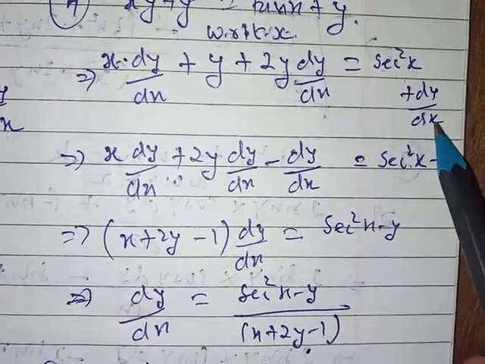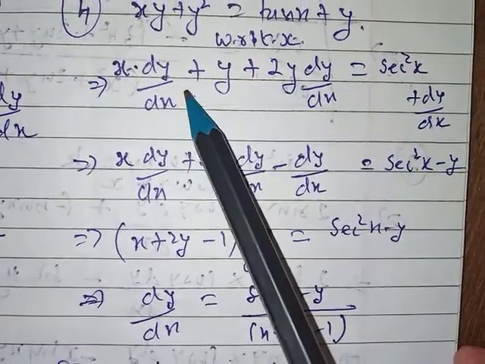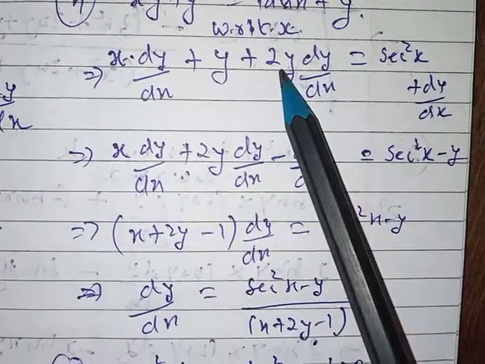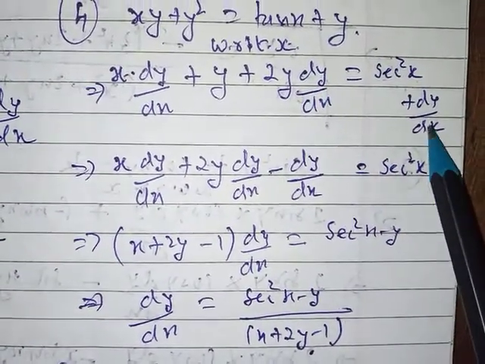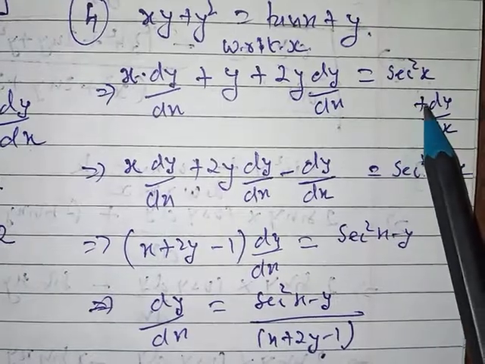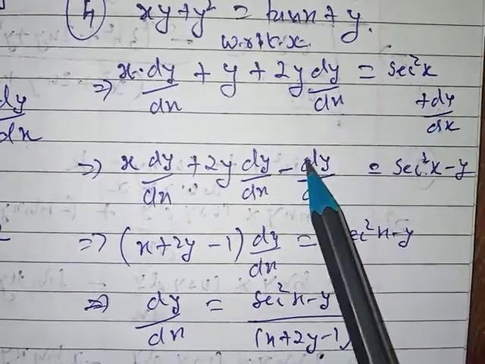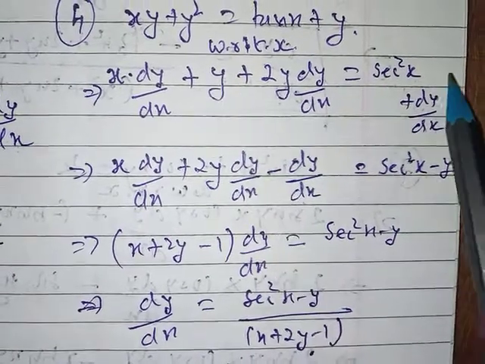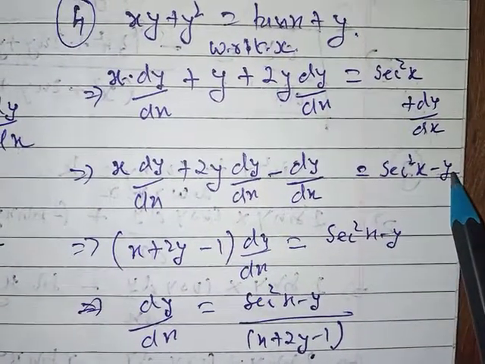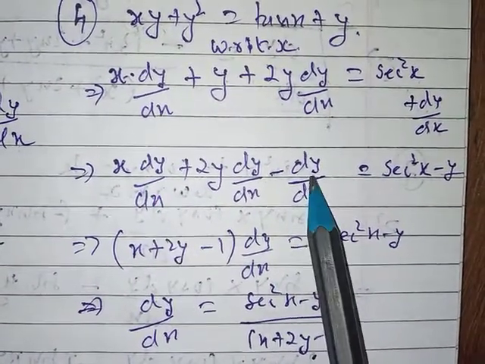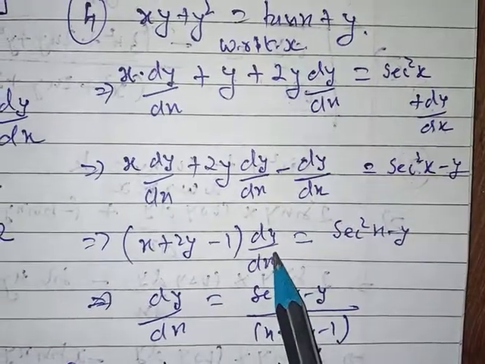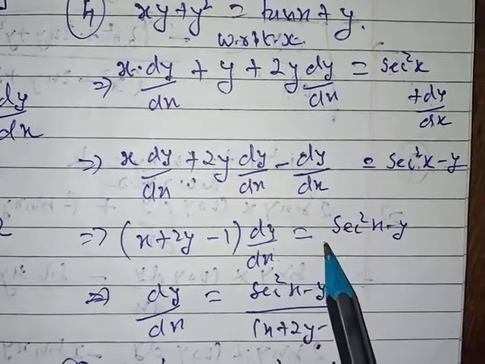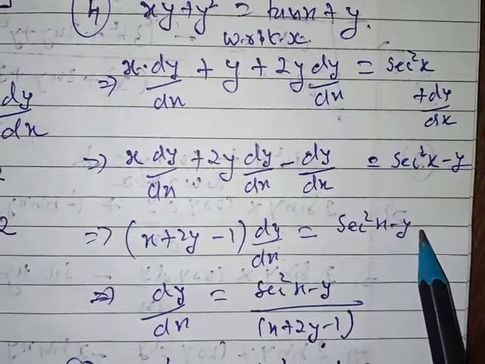So again we have to collect all the dy by dx at one side. So you will get x dy by dx, 2y dy by dx, and here dy by dx minus, it will come this side, it will be minus dy by dx is equal to sec square, and this y will move to the other side, it will be minus y. So dy by dx will be taken common, so (x plus 2y minus 1) dy by dx is equal to sec square minus y.